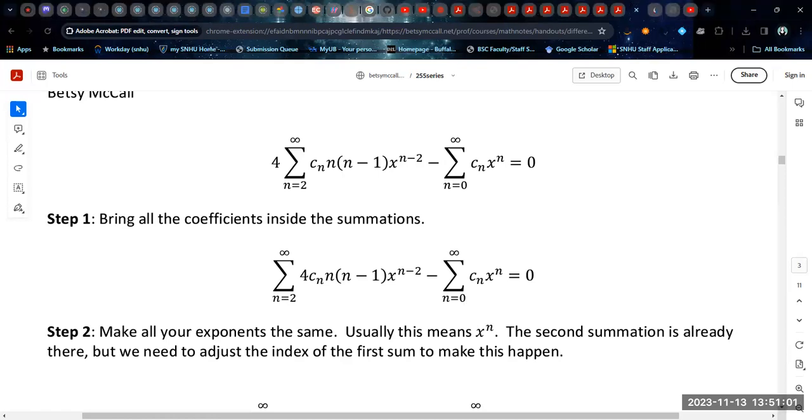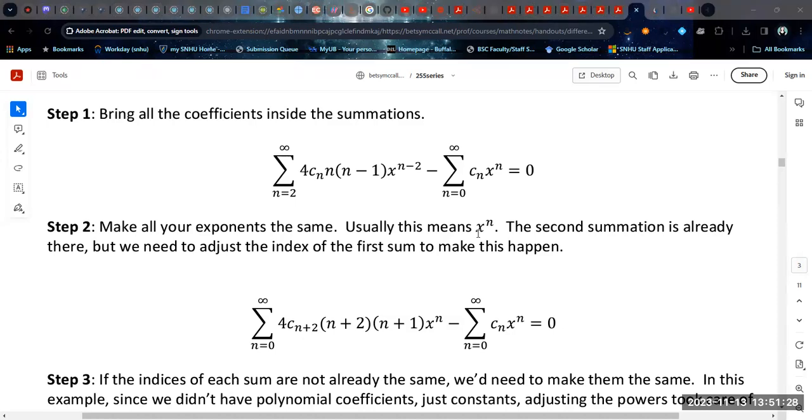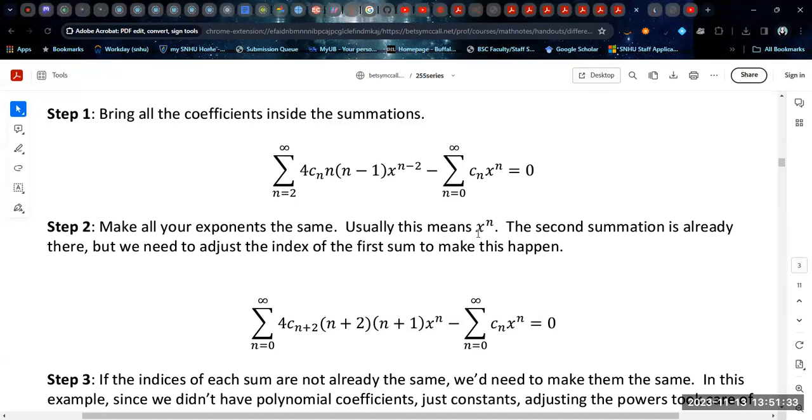Step 2 then is going to make all of the exponents the same. So in order to add these together, one of the things that we require is that these x's be x to the n in both formulas. So sometimes, depending on whether you've multiplied by x, there's something in different places. This may require that you rewrite this as x to the n plus 1 or something like that, but you want them to match. But since I have x to the n here, I'm going to make them x to the n.